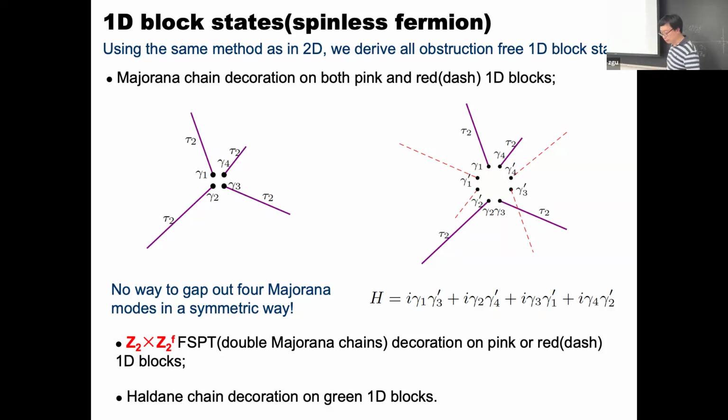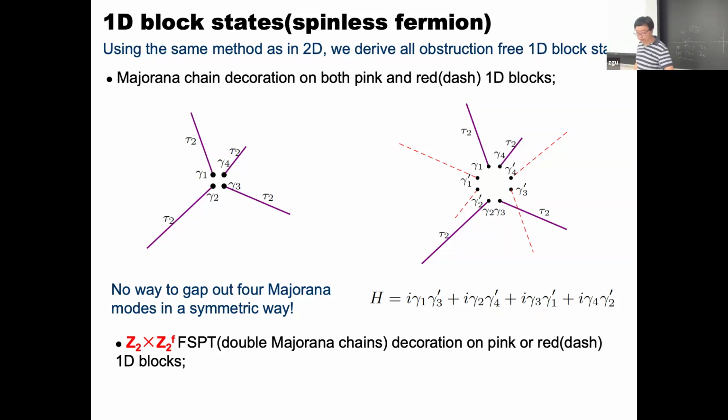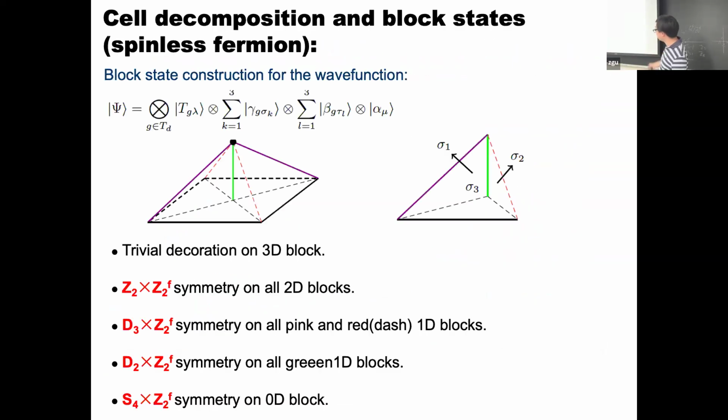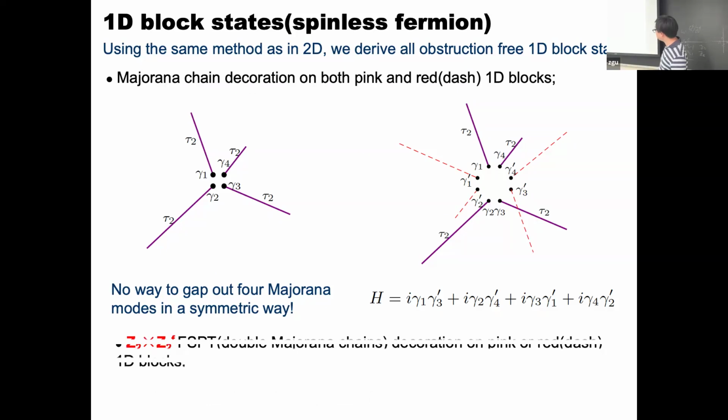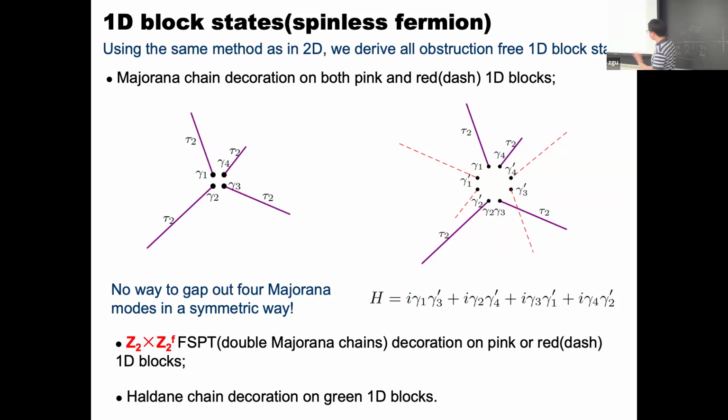Okay, so now we have two different phases. And also on this green line, this vertical horizontal one, we are also allowed to decorate the Majorana chain. So that's also allowed by symmetry. So now we can see that we have two different types of root phase. But again, we need to think about some trivialization.